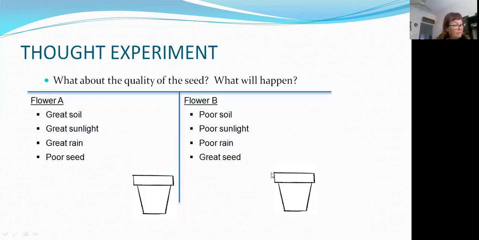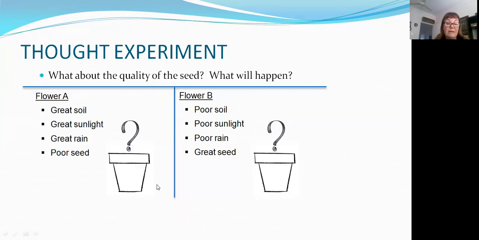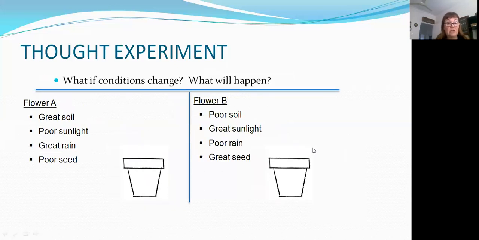Well, here's another one. What about the quality of the seed? What will happen if you've got all those great things happening here, but poor seed? For flower pot B, you've got all those poor things happening, but you've got a really great seed. What do you think is going to happen? Well, this poor seed might still flourish and become something beyond expectations because it's got all these great things happening around it. This great seed over here, probably not going to flourish as much because everything around it is against it and it's poor. So that's what happens in sociology theories. We talk about what's going on around it.